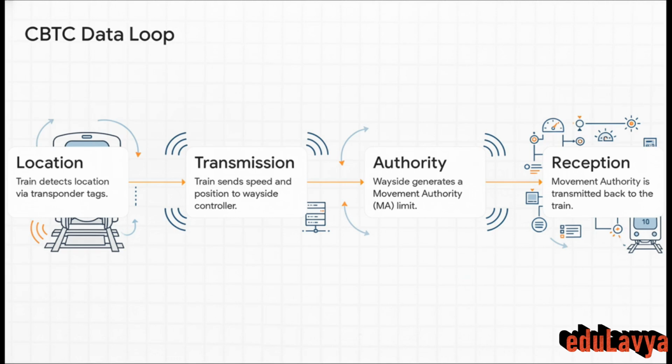That zone controller looks at all the trains in its specific area and generates a safe movement authority, which is basically a strict limit of how far and how fast the train is allowed to go. Finally, step 4, that movement authority is transmitted right back to the train. And this entire loop happens multiple times every single second.